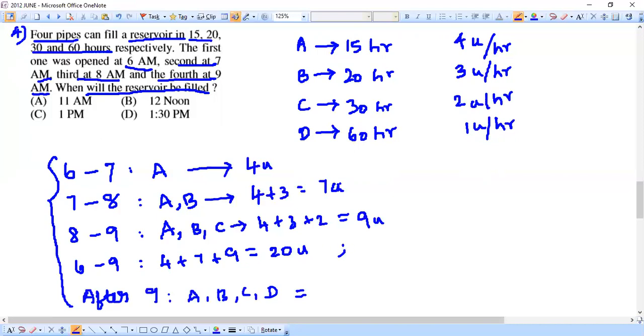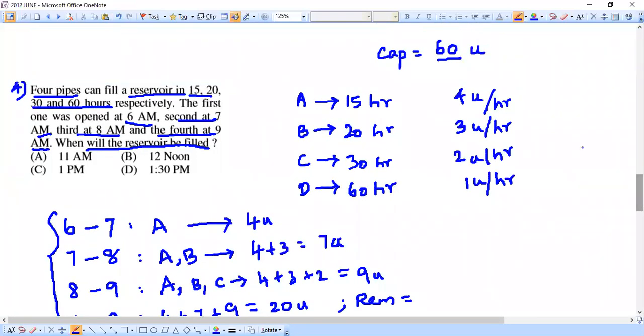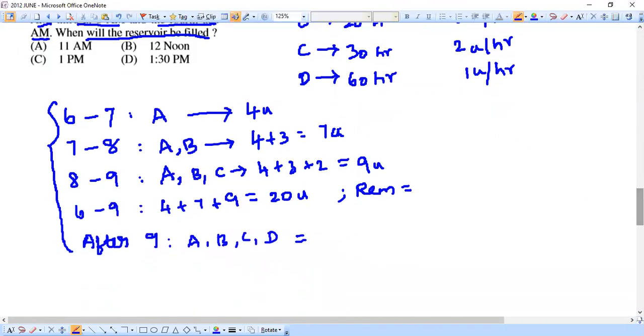Now see how many units are remaining. This is what we have to calculate. As we assumed in the beginning itself, our capacity was 60 units. Out of those 60 units, how many units are remaining? From 6 to 9, for the first 3 hours, 20 units are filled. That means remaining would be the total 60 minus the filled 20. That means we have 40 units remaining which are to be filled.